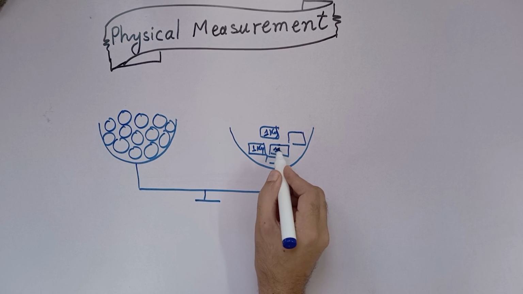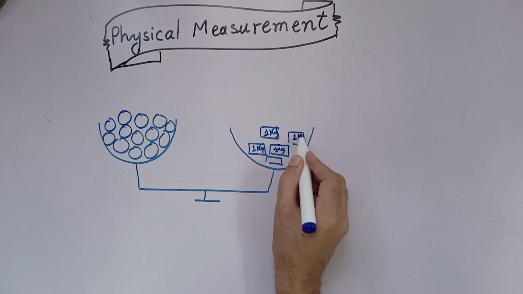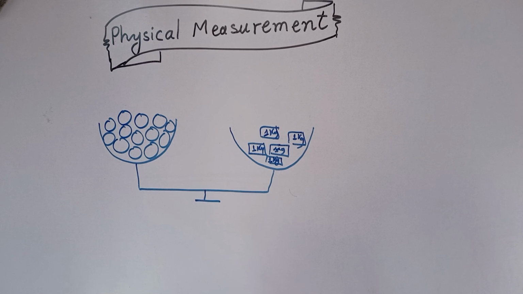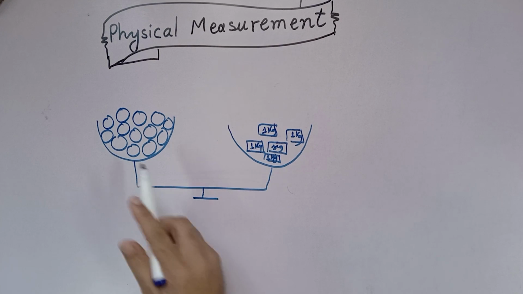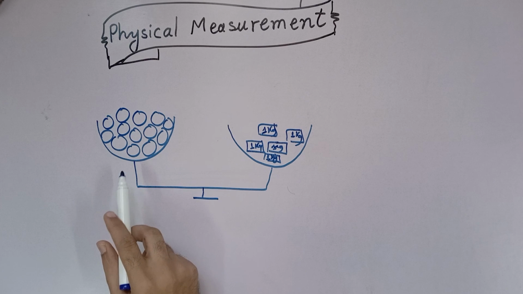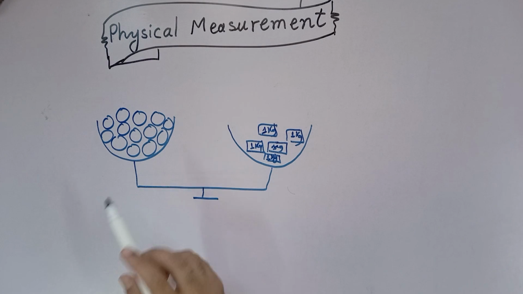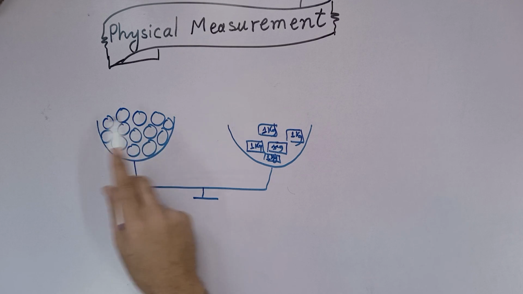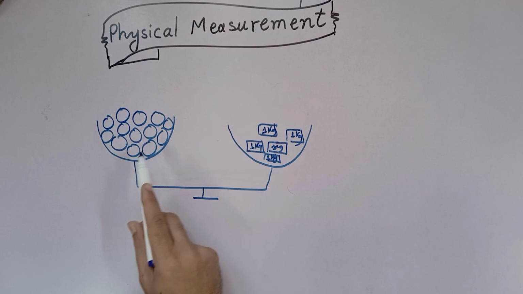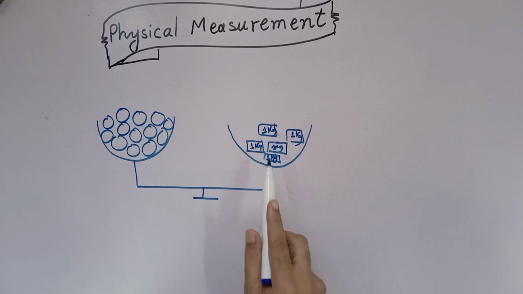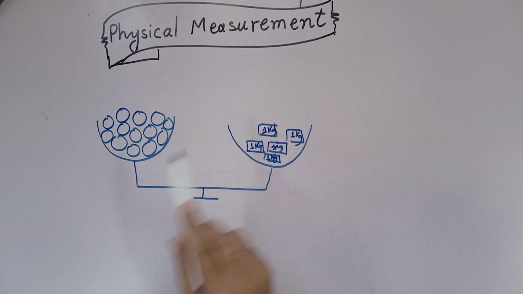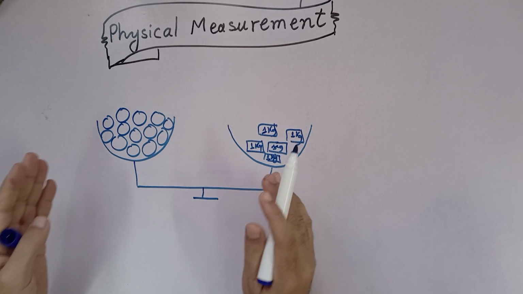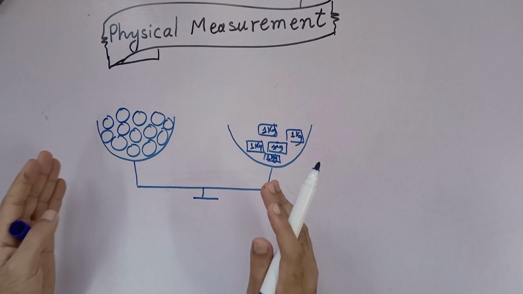So on this side, I have known mass, and on the other side we have unknown masses. So now I know the mass of these apples equals 1, 2, 3, 4, 5. This is the measurement. This is the simple way to understand measurement.